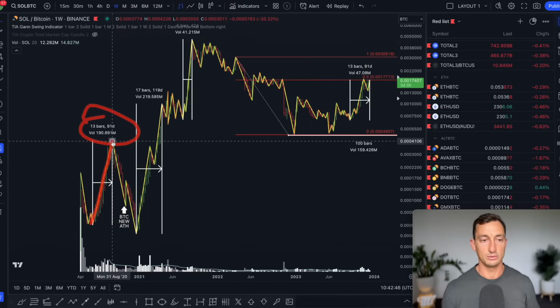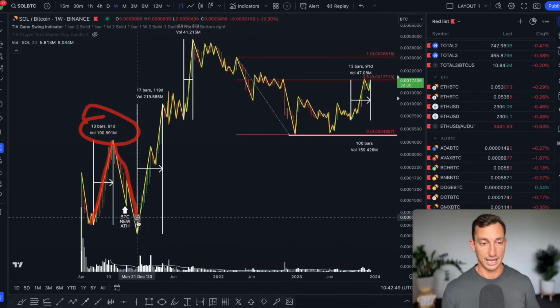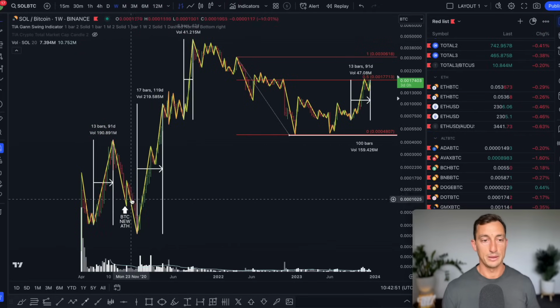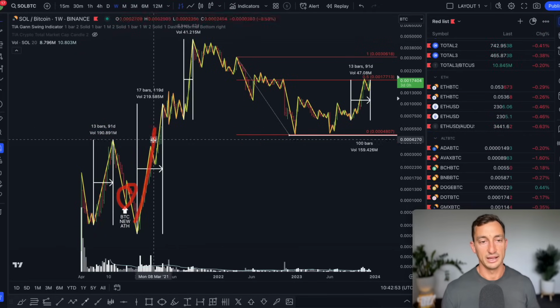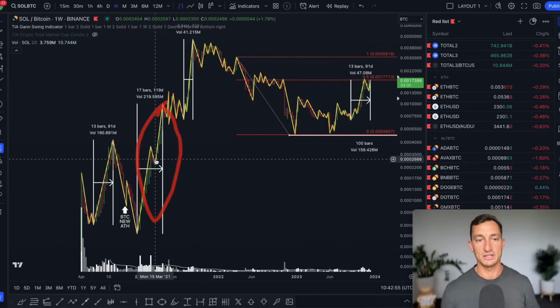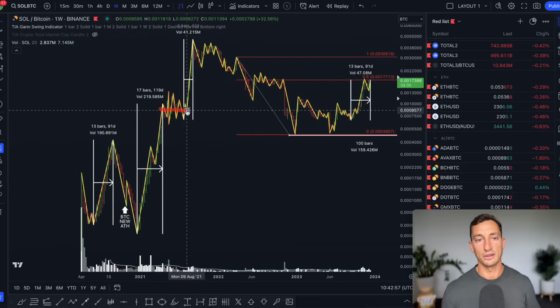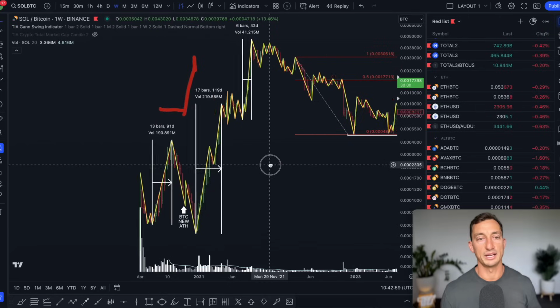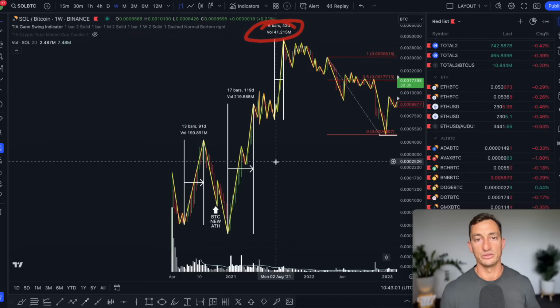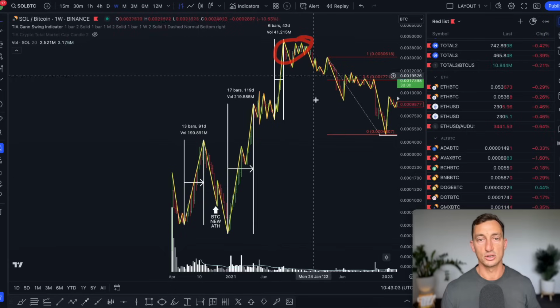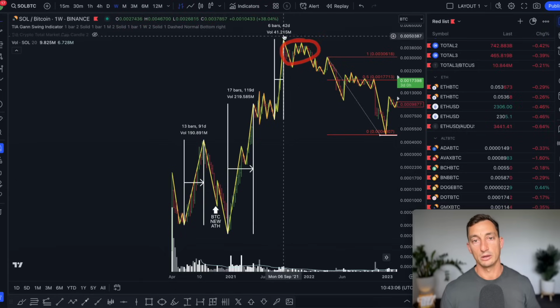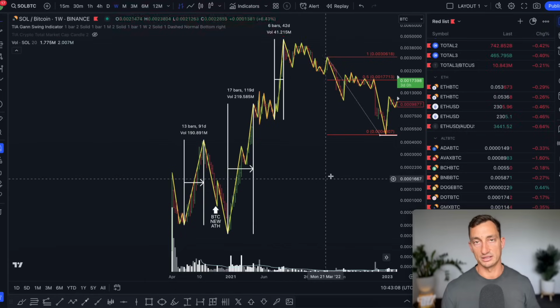Solana did 13 weeks up exactly last time, then came back down for a considerable amount of time. Bitcoin got into a new all-time high, and then Solana started to do its thing, had a 17-week move, then a few months' pause here, and then finally the last-ditch attempt to the top was another 6 weeks into that peak. It took some time. There were several months where it was just rolling around before it started to collapse.